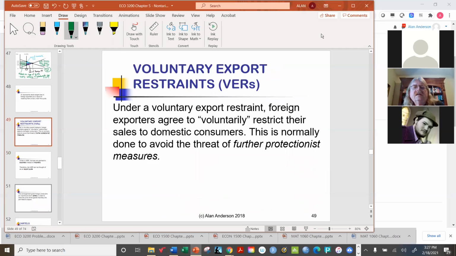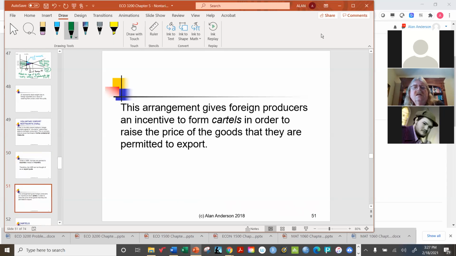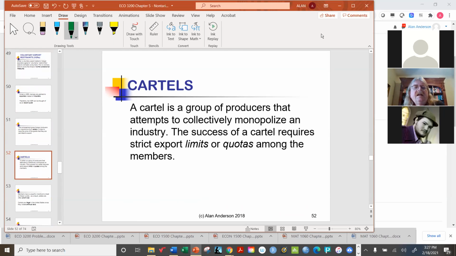Basically, it's sort of like an unofficial export quota because in this case, the licenses are not being granted to importers, but to exporters. So it means that foreign producers have the incentive to form a cartel, which means that they get together and fix their prices. And you may have seen this in another economics class. A cartel is a group of producers that try to monopolize the production of a product. For example, OPEC for many years was a very powerful cartel. OPEC is the Organization of Petroleum Exporting Countries.